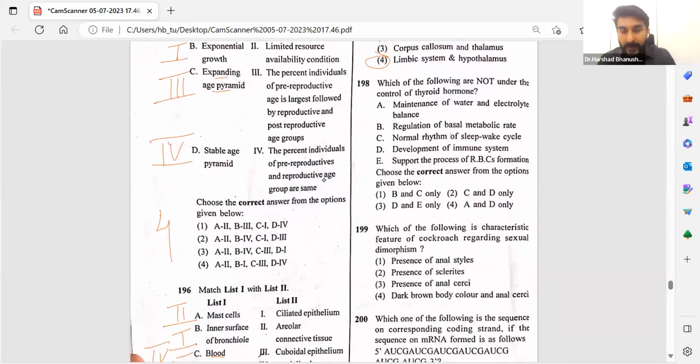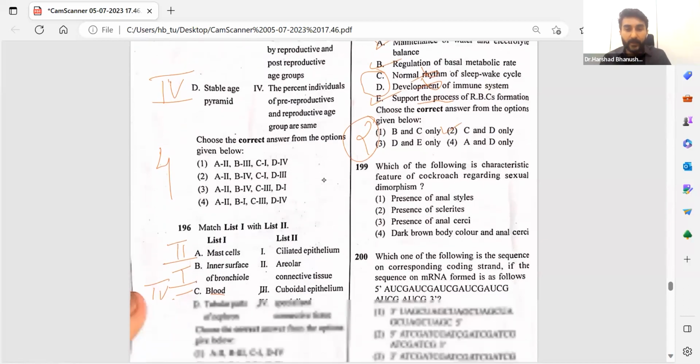Which are not under thyroid hormone? Maintenance of water balance, yes, they do. Regulation of BMR, yes, they do. Rhythm of sleep-wake cycle, no, it's pineal. Immune system is pineal and thymus. Support RBC, yes, they do. A, B, and E are the ones done by thyroid hormone. Mind you, they have asked for what is not done by thyroid hormone. So I will mark option 2. C and D are not done by thyroid.